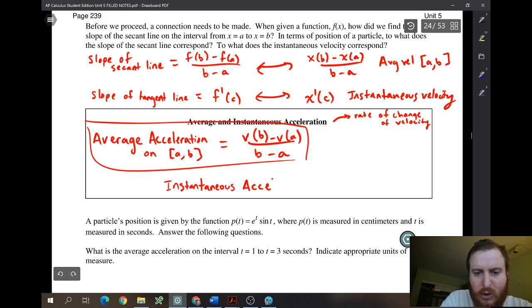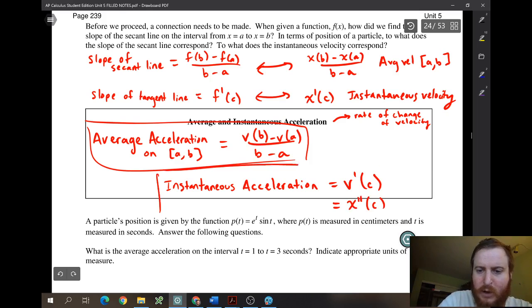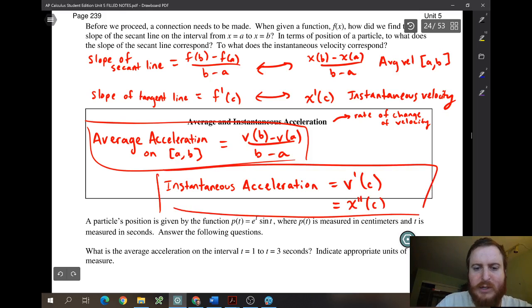And we're actually going to have two formulas for this one. It can be equal to v prime of t, but it also could be equal to the second derivative, I'm going to use x here, of position. So it's either the first derivative of velocity or the second derivative of position. And that should make sense because it's the derivative of the derivative, which is the second derivative.